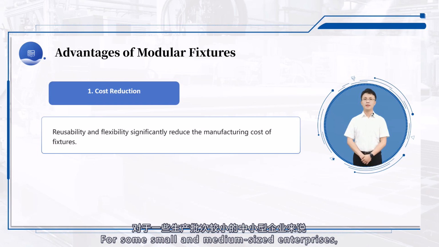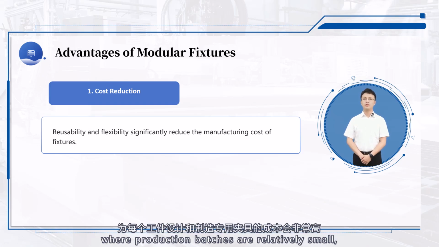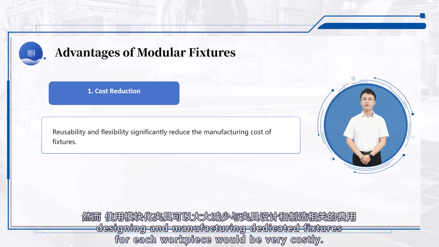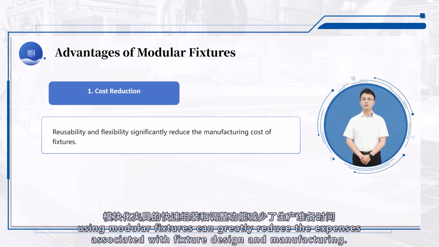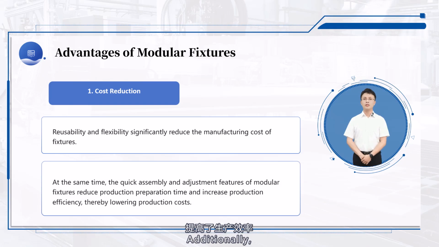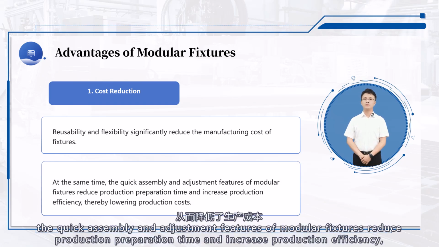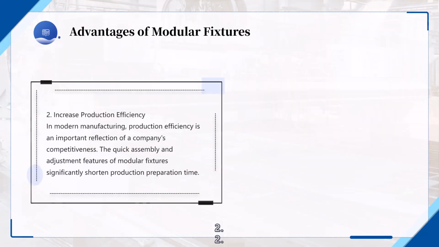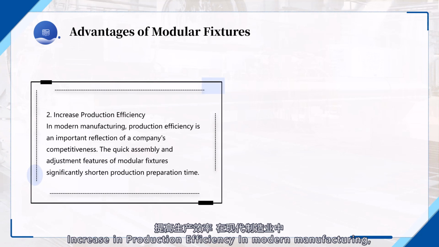For some small and medium-sized enterprises, where production batches are relatively small, designing and manufacturing dedicated fixtures for each workpiece would be very costly. However, using modular fixtures can greatly reduce the expenses associated with fixture design and manufacturing. Additionally, the quick assembly and adjustment features of modular fixtures reduce production preparation time and increase production efficiency, thereby lowering production costs.